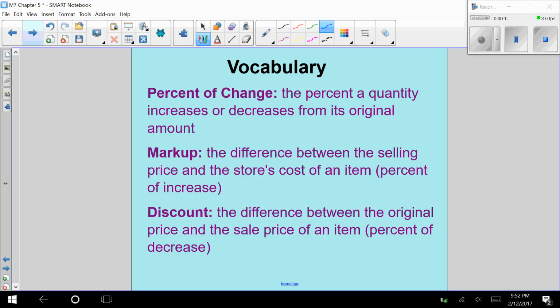A markup is the difference between the selling price and the store's cost of an item. It's always a percent of increase. And a discount is the difference between the original price and the sale price of an item. That is always a percent of decrease.